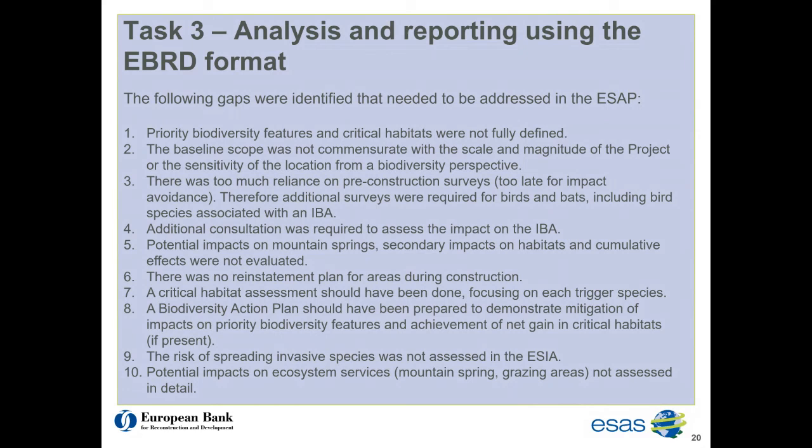I've already mentioned the critical habitat assessment, but this is absolutely essential before construction occurs, or in fact before any significant land disturbance occurs. And it should be used as the basis for a biodiversity action plan, which should set out the detailed measures needed to ensure net gain in critical habitat and a satisfactory outcome for priority biodiversity features affected by the project. In other words, what measures will be taken to maintain populations of priority species or to achieve enhancement in critical habitat.